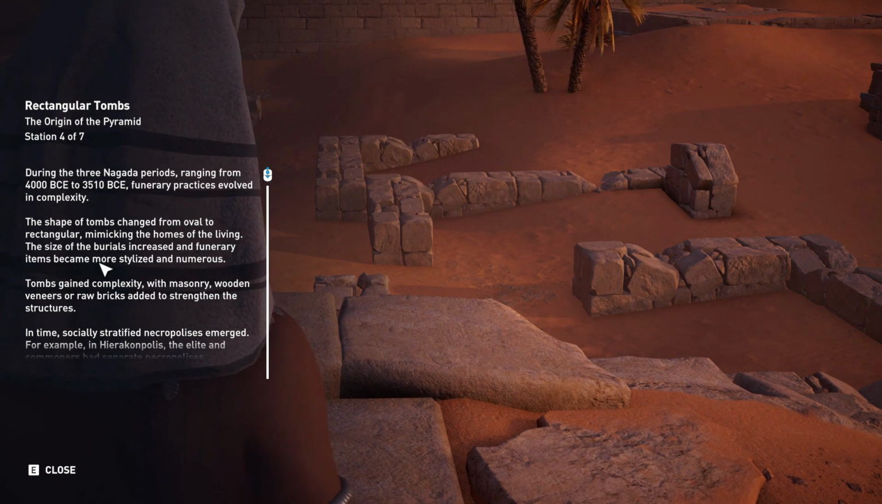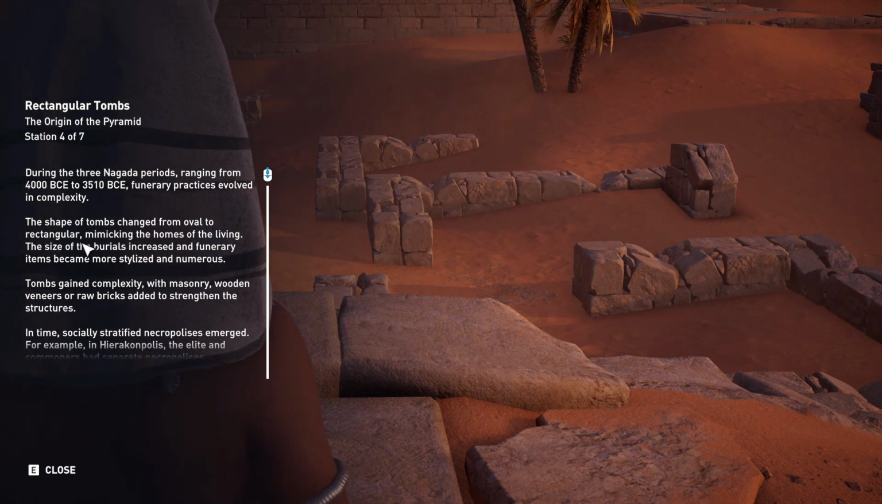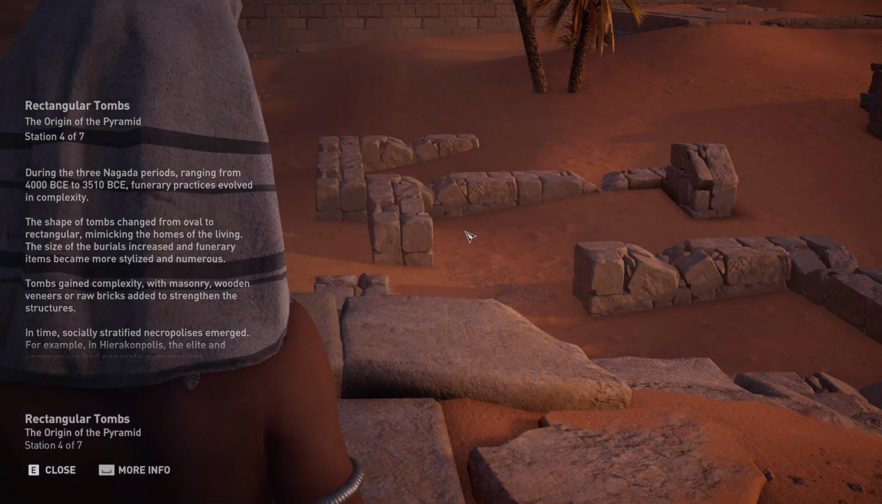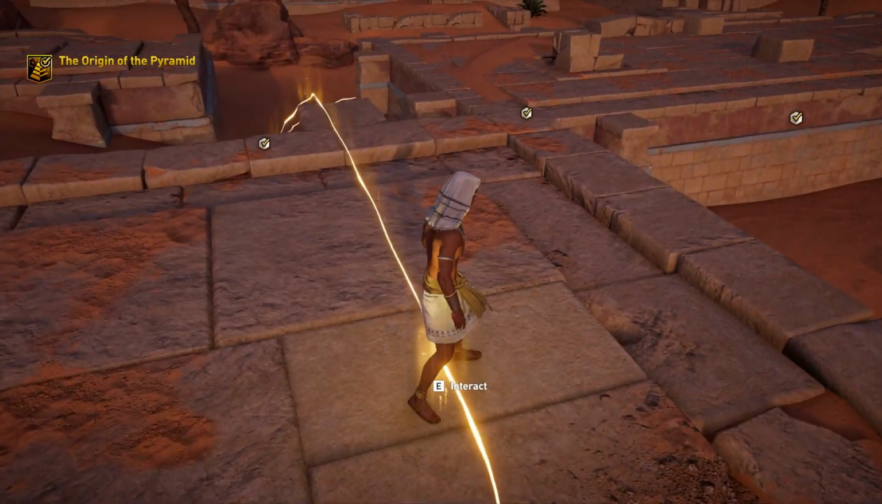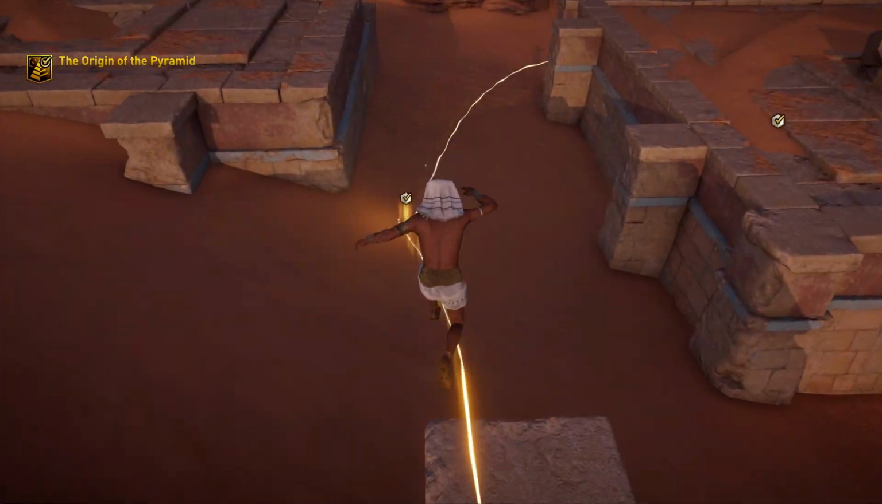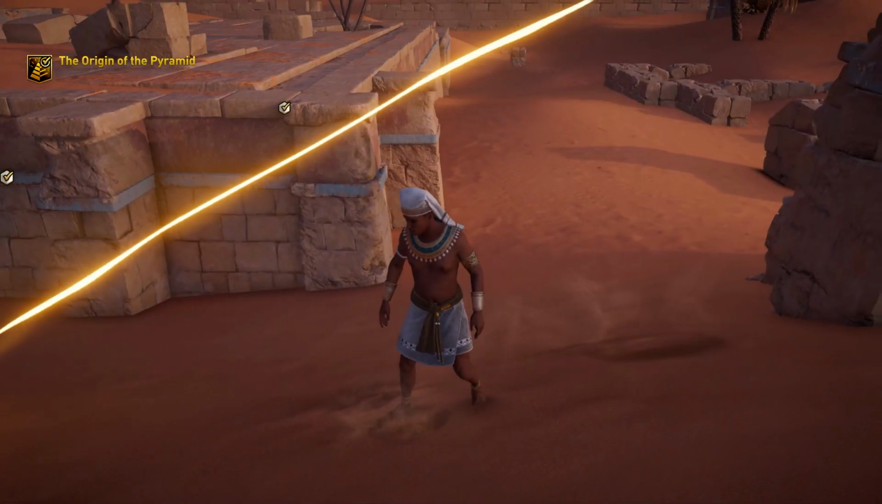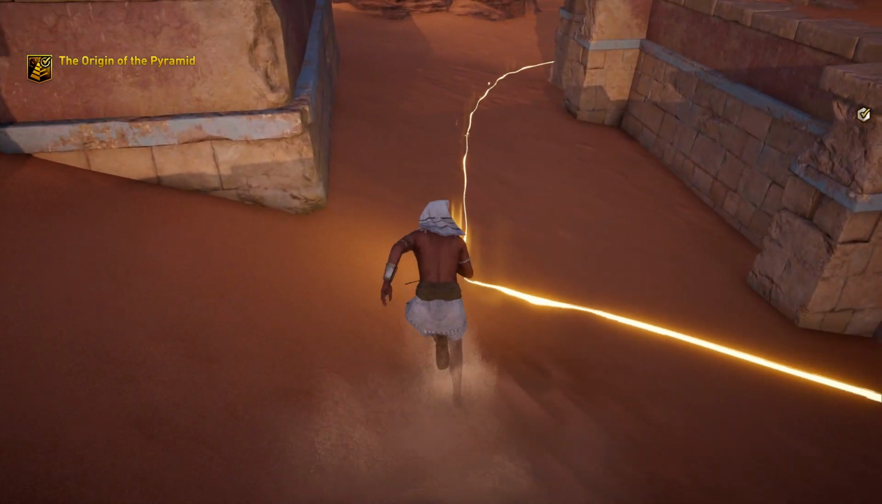Yeah, that's interesting, though, that it changes from oval to rectangular, mimicking the homes of the living. So again, they think people are going to come alive after death, that death is just another phase of life, or it's the life that comes after. I don't know.